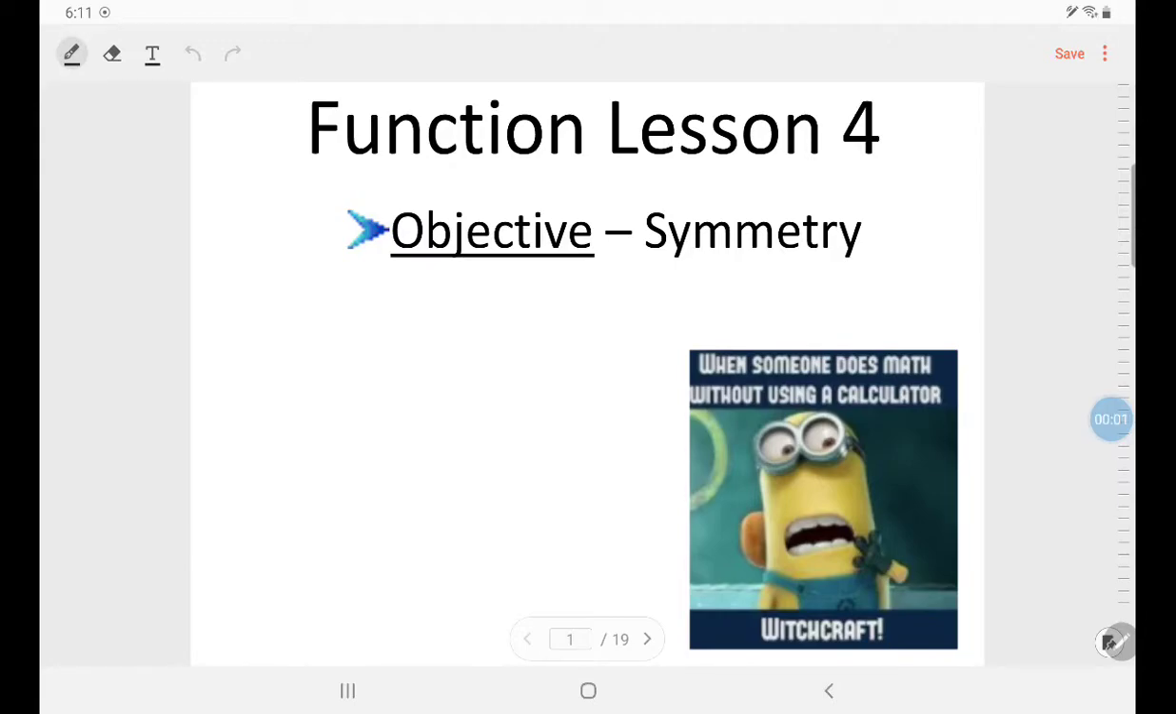Greetings, everyone. Lesson 4 in our pre-cal. We're going to talk about symmetry, not the same kind of things you talked about in your geometry class or whatever like that. We're going to go into more of an algebraic definition of symmetry, and let's go ahead and get started.